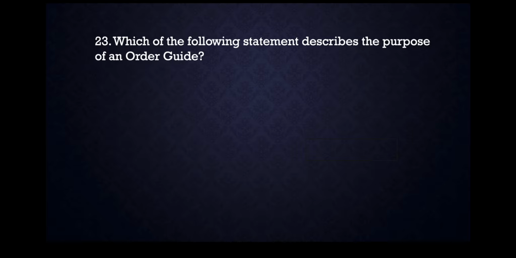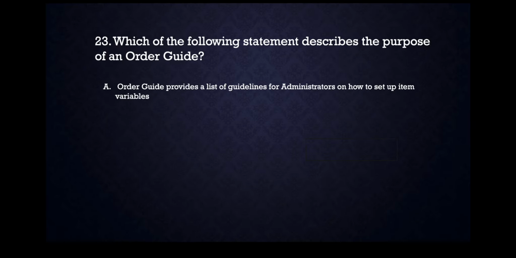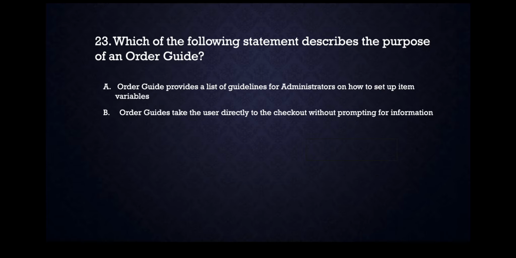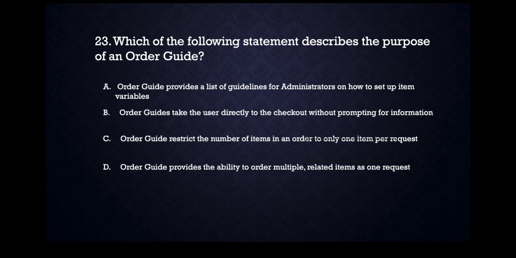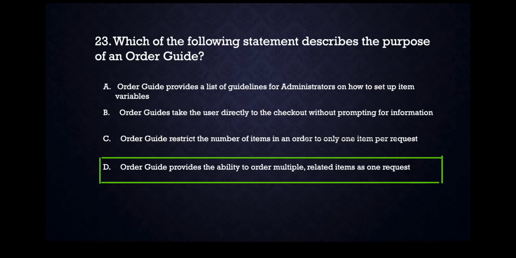Which of the following statements describes the purpose of an order guide? The options are: order guide provides a list of guidelines for administrators on how to set up item variables. Order guides take the user directly to the checkout without prompting for information. Order guide restricts the number of items in an order to only one item per request. Order guide provides the ability to order multiple related items as one request. So the correct answer is: order guide provides the ability to order multiple related items as one request. Let's go to the next question.